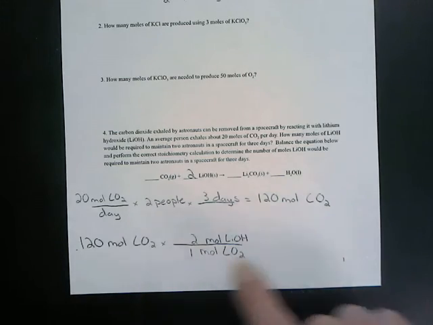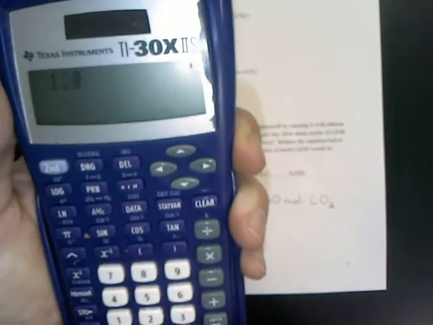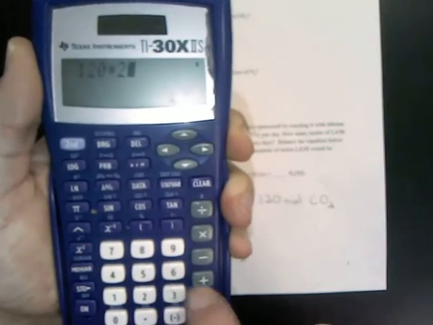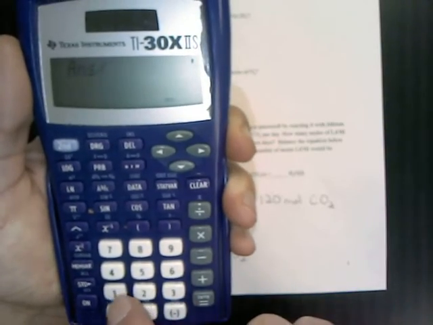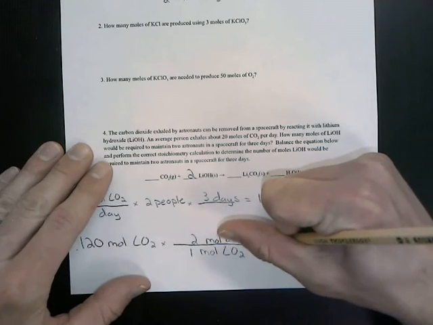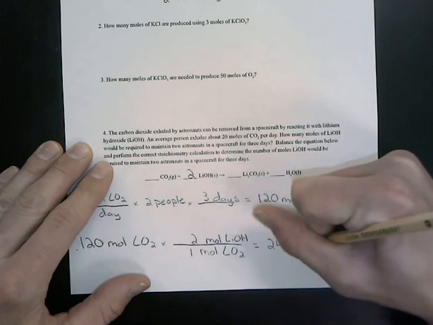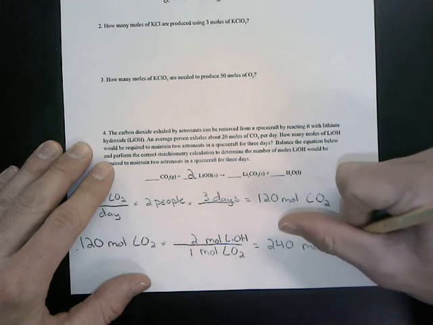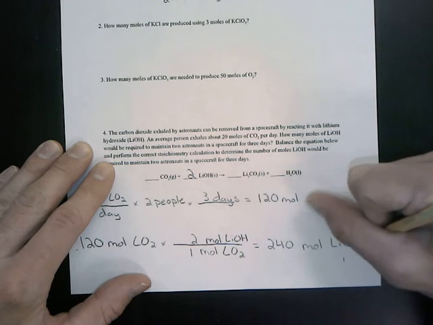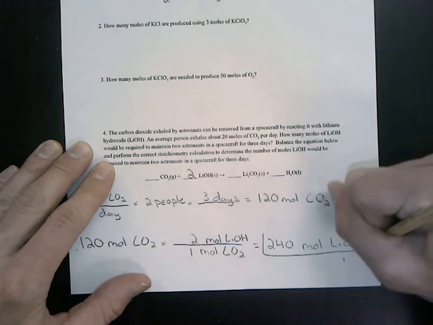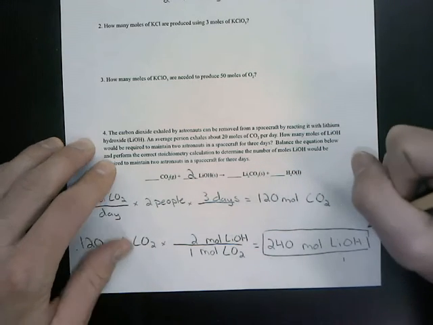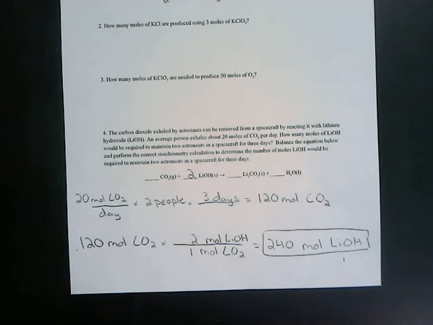So when we calculate this out, we're going to take 120 times 2 divided by 1. And that equals 240 moles of LiOH. And I will box that in. All right, so that's how we go from moles to moles. Again, I want you to do problems 2 and 3. We're going to move on to another problem here.